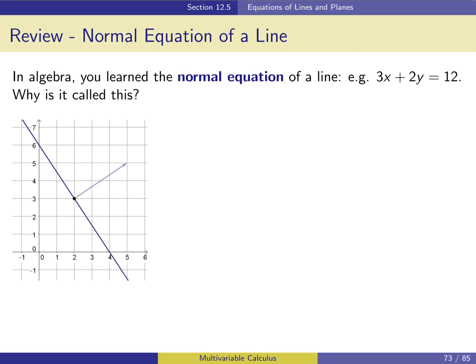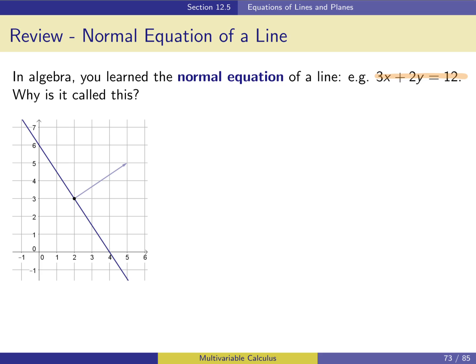What we're going to do now is develop an equation of a plane in three-dimensional space. What we're going to develop is called the normal equation of a plane, and so it is worth looking back at the normal equation of a line. The normal equation of a line is something like 3x plus 2y equals 12.